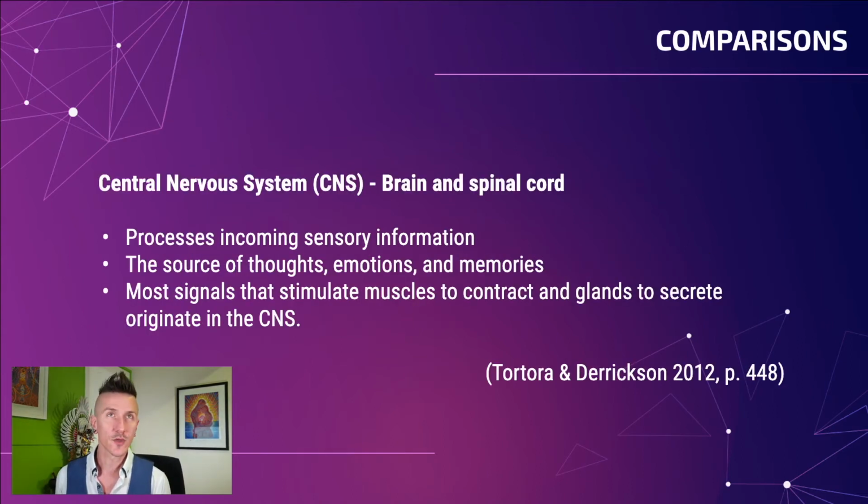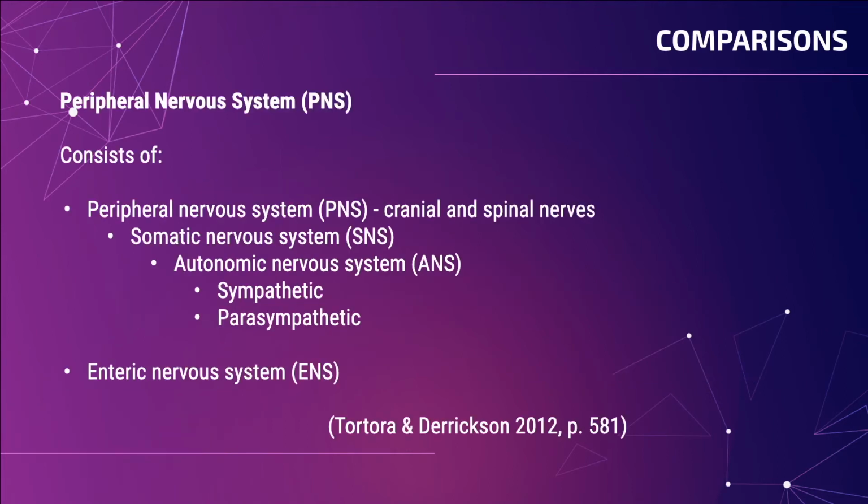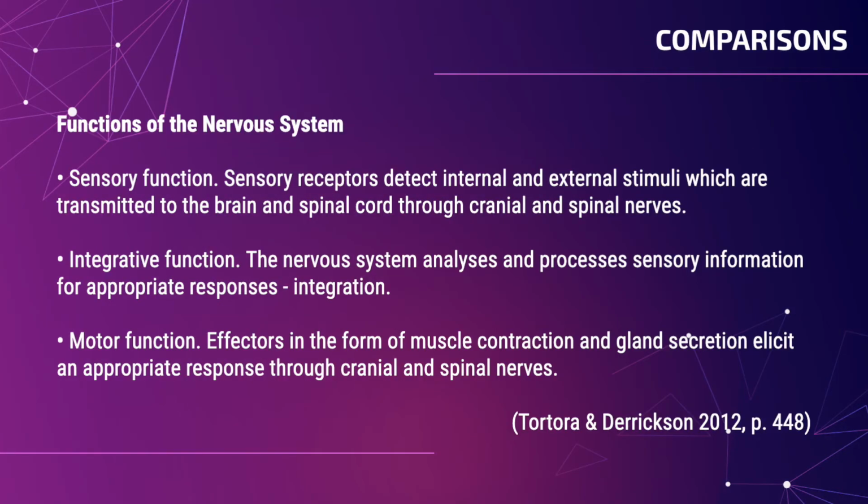So we've got the central nervous system, which is the brain and spinal cord, processes incoming sensory information. It's the source of our thoughts, emotions, and memories. Most signals that stimulate muscles to contract and glands to secrete originate in the central nervous system. Then we have the peripheral nervous system, which consists of the cranial and spinal nerves, the somatic nervous system, and the autonomic nervous system, which consists of the sympathetic and parasympathetic nervous systems. Then we have the enteric nervous system, which is our digestive tract.